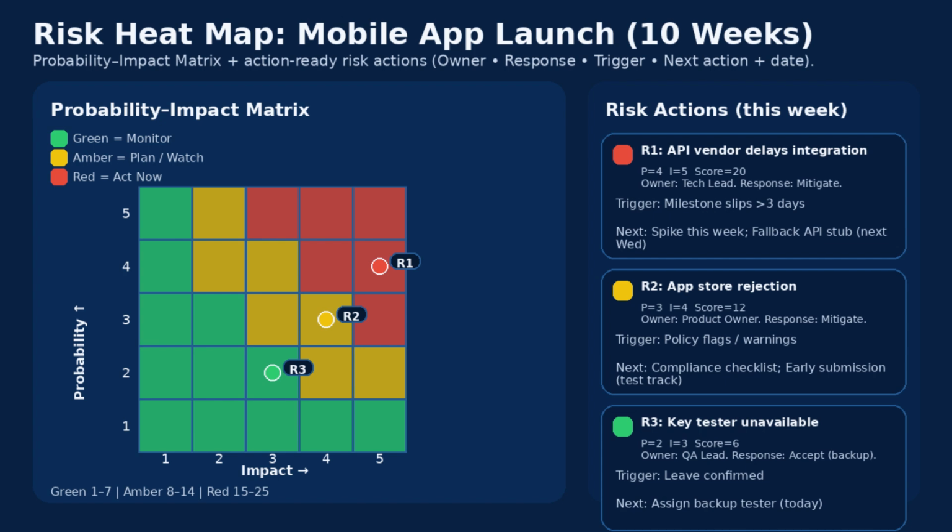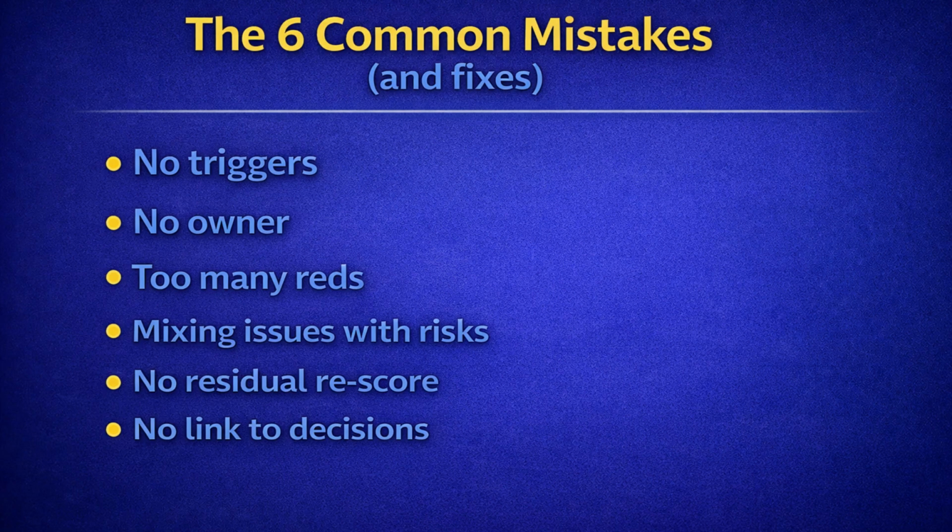The 6 common mistakes and the fixes. No triggers. What do you do here? Add 1 or 2 early warning signs. No owner. Owner must be the person who can reduce the risk. Mixing issues with risk. Issue means happening now. Move it to the issue log. Too many reds. Your impact definitions are too broad. Recalibrate. No residual rescore. The solution is to rescore after mitigation or it becomes wallpaper. No link to decisions. The solution is to tie top reds to schedule buffers, scope trade-offs, and contingency reserve.